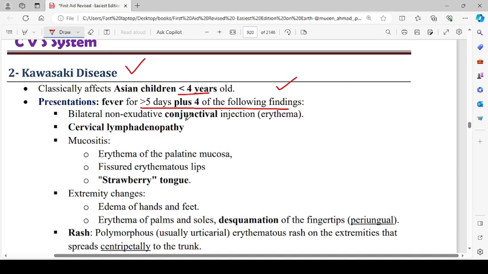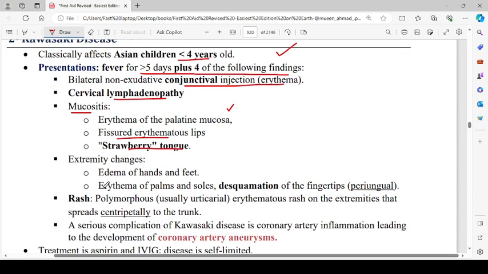Bilateral non-exudative conjunctival injection, cervical lymphadenopathy, mucositis, that is erythema of palatine mucosa, fissured erythematous lips, and strawberry tongue. Then we have extremity changes, which include edema of the hands and feet, erythema of palms and soles, desquamation of the fingertips, that is periungual. There will be a rash: polymorphous, usually urticarial, erythematous rash on the extremities that spreads centripetally to the trunk.